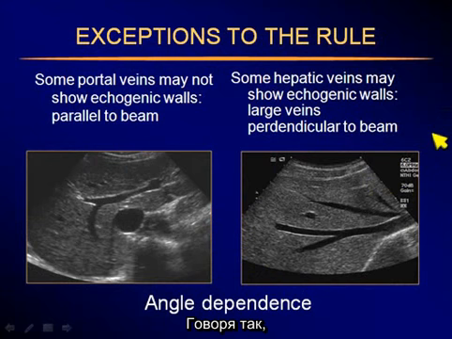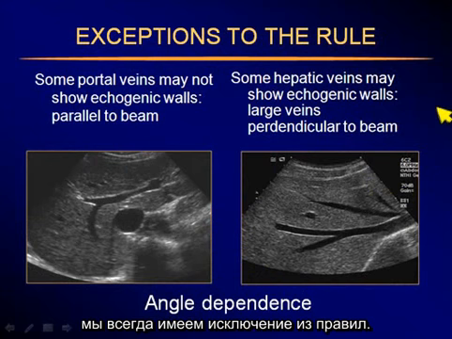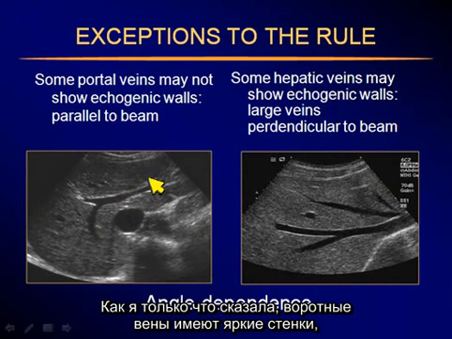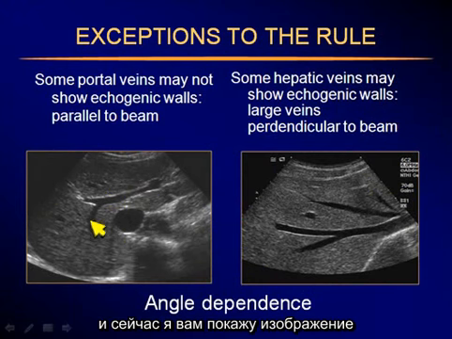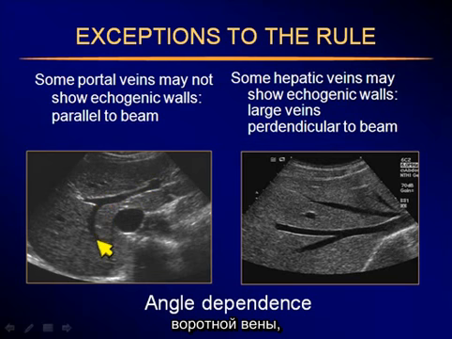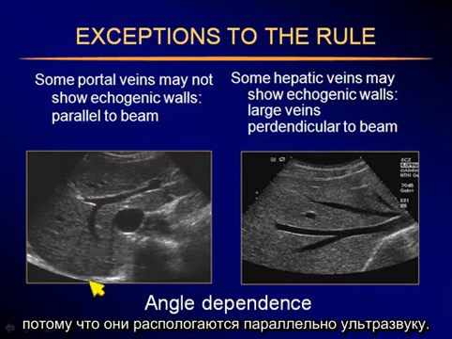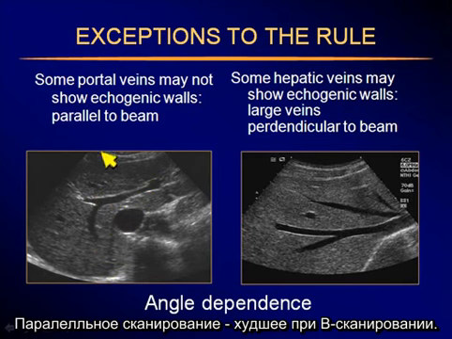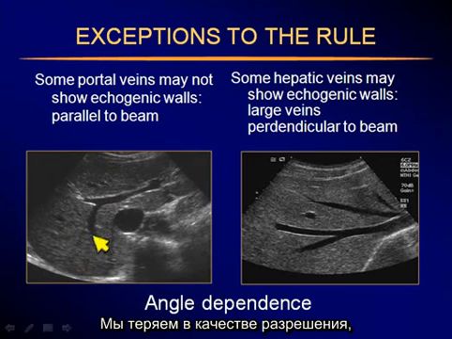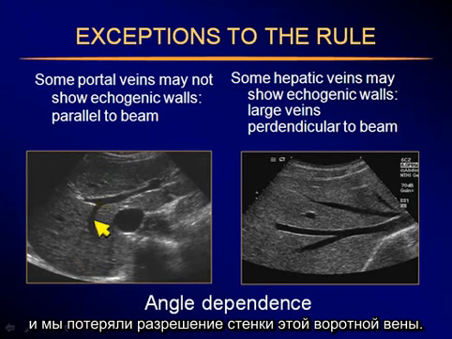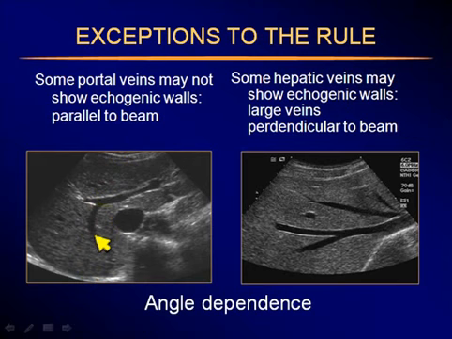Now, having said that, we always find exceptions to the rule. I just told you that portal veins have bright walls, and now all of a sudden I'm showing you a picture of a portal vein that does not have bright walls. Some portal veins may not show echogenic walls because they become parallel with the beam. Parallel is the worst angle for B-scan. So we're losing resolution, and we simply lose resolution of this portal vein wall. Here, on the other hand, are hepatic veins.